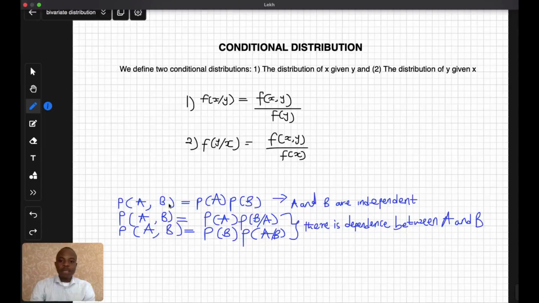You remember that when there is independence, probability of A intersection B, which I have written this way on purpose, becomes this when there is independence. However, when there is no independence, that's when A and B are dependent in one way or the other, which means B may be dependent on A, as in this case, or A may be dependent on B, as in this other case. So the two cases mean there is dependence between A and B.